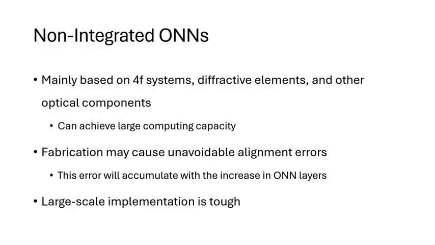Fabrication of these non-integrated optical neural networks may cause unavoidable alignment errors, and this error accumulates with an increase in optical neural network layers. The connection of discrete components is both a blessing and a curse in the sense that it aids in achieving large computing capacity at the cost of harming scalability with these alignment errors. And large-scale implementation for non-integrated optical neural networks is tough.